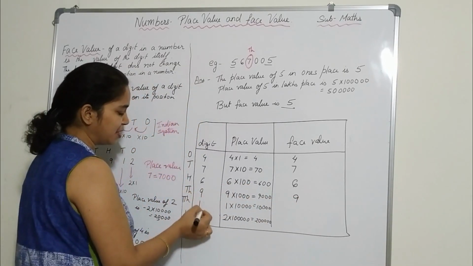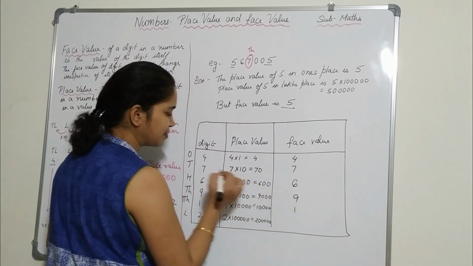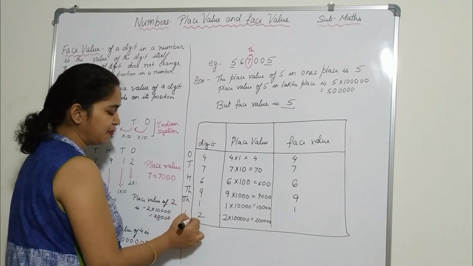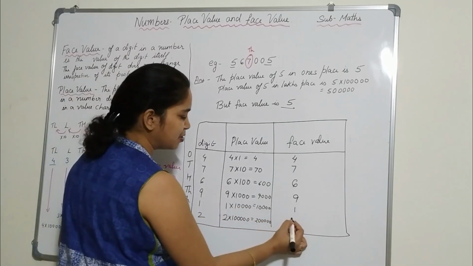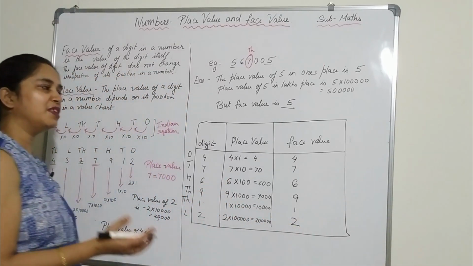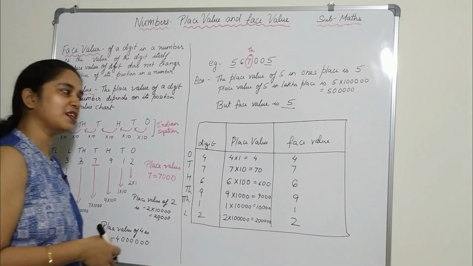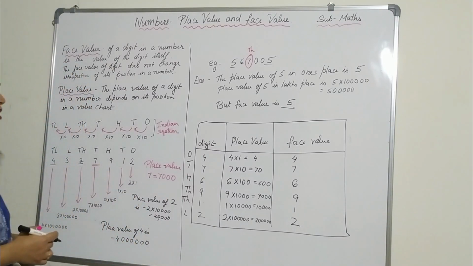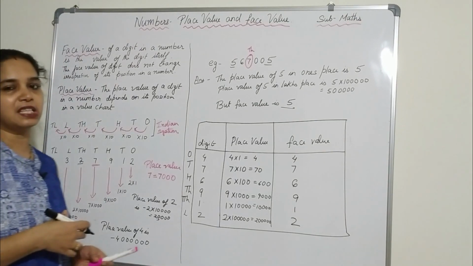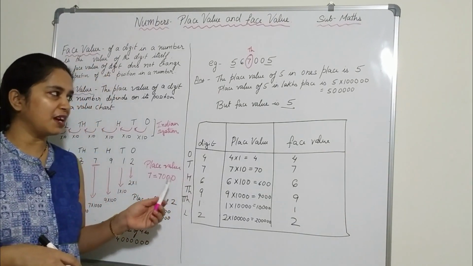And what is the face value of 1? It is the same, 1. What is the face value of 2? It is 2 itself. So the face value will not change. It will be the same number. But the place value depends on the position where it is placed in the value chart. So I think it is clear.